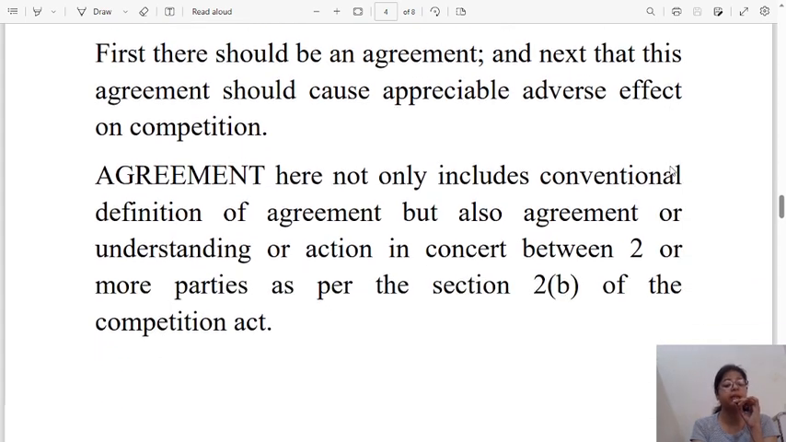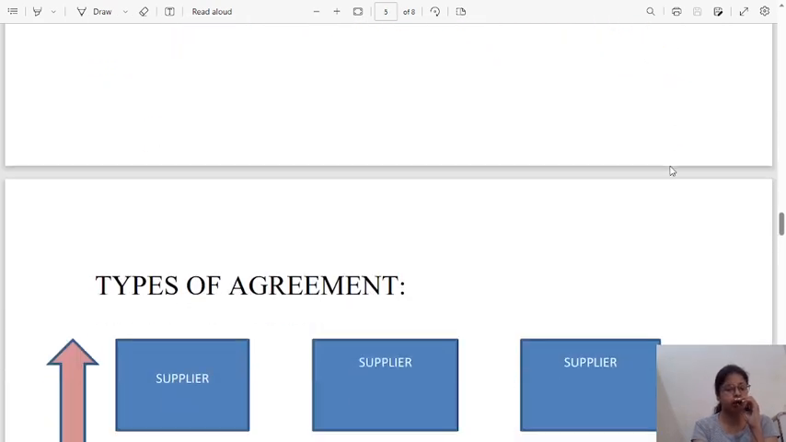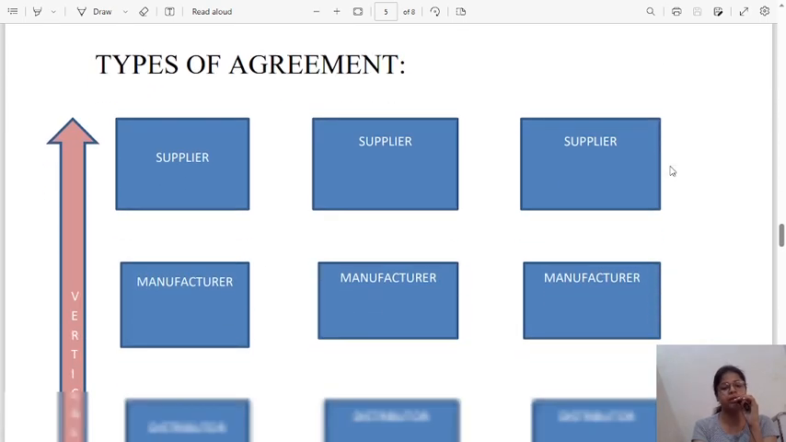Now agreement, when it comes to the Competition Act, not only includes the conventional definition of agreement which has been given under the Indian Contract Act, but it also includes any agreement, understanding or action in concert between two or more parties. The definition of agreement has been given under Section 2 clause B of the Competition Act. Please go through it once as well. Now this was 3 clause 1. In 3 clause 2 it is given that if such an agreement has been made, such an agreement would be void. Now let us move to Section 3 clause 3 and clause 4.